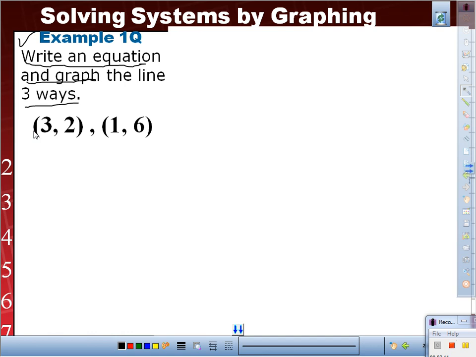But before we graph three different ways, we need to do the first part, which is write an equation. So let's think back. Right before we went to break, I said, whenever you see that they're asking for you to write an equation, what is the first thing we write on paper? Talk it over to your neighbor, please.